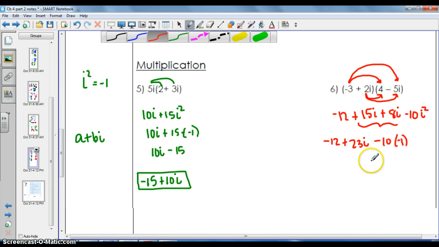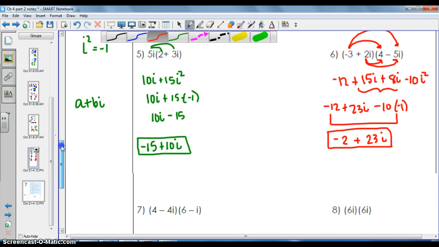So negative times negative would make that a positive 10 that I'm going to then add to that negative 12. So I wind up with positive 10 plus negative 12 would give me negative 2. And then I put that in front because my real goes in front and then my imaginary behind it.